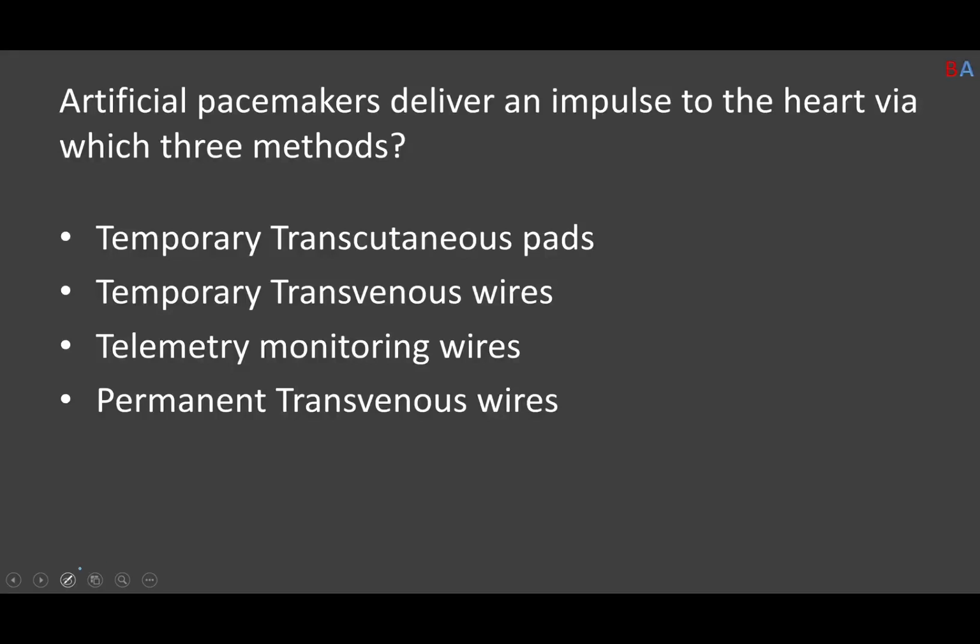Artificial pacemakers deliver an impulse to the heart via which 3 methods, or which 3 types of pacemakers exist? Well, in terms of artificial, we have temporary transcutaneous pads, so that one's correct. We have temporary transvenous wires, that one's correct. Telemetry monitoring wires, well, right there it says monitoring, so that's not accurate. And then of course there's permanent transvenous wires, and that's your classic pacemaker that most people think about. So those are your top items for how we deliver pacemaking to patients.